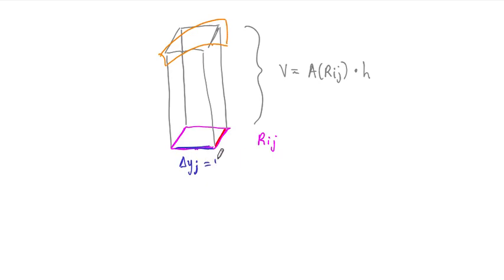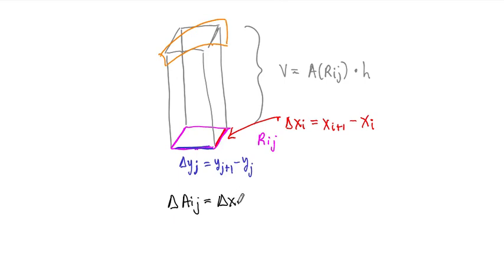Okay. And so this is bounded between yj plus 1 and yj. And the same thing with this one, our change in x, this is delta xi. That's just the difference xi plus 1 minus xi, that's delta xi. And so the area of the base of this little region, delta Aij, is just equal to delta xi times delta yj.